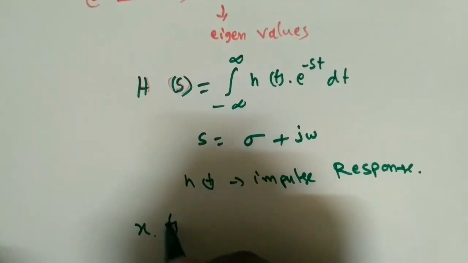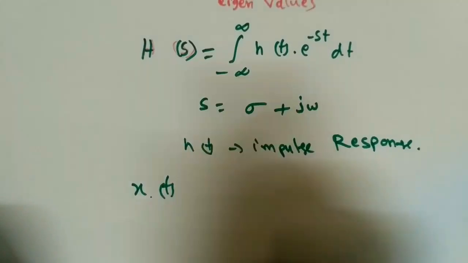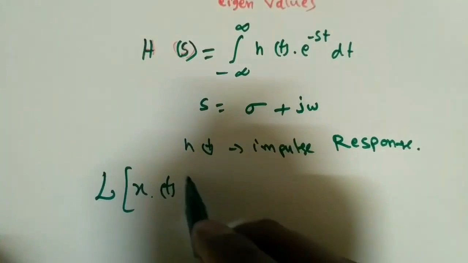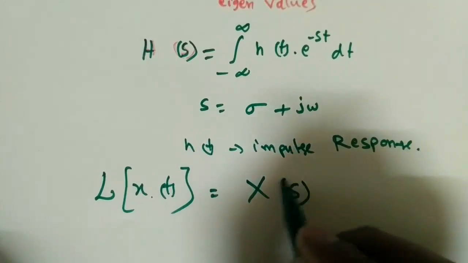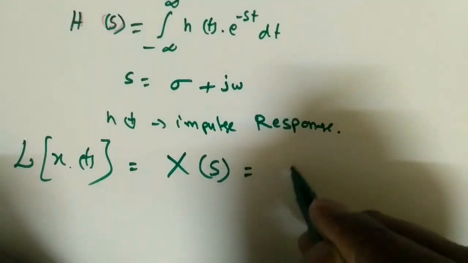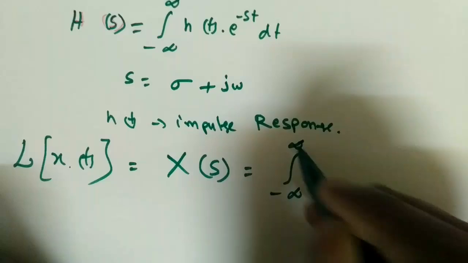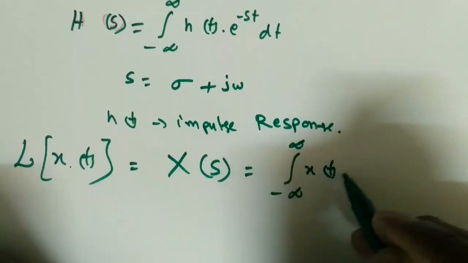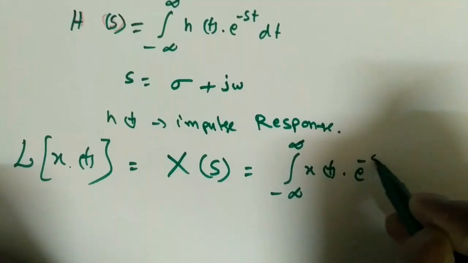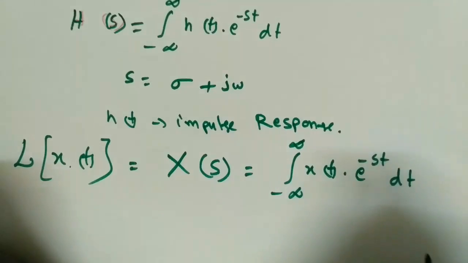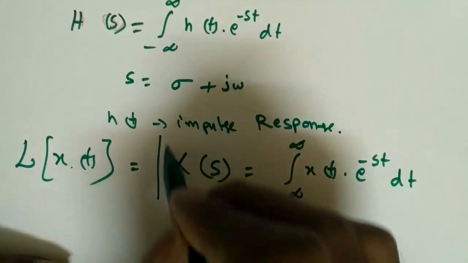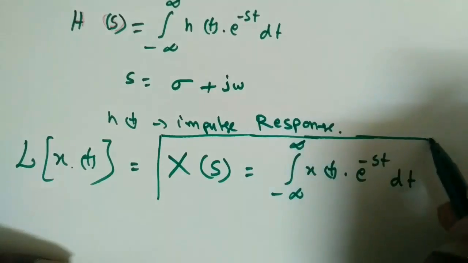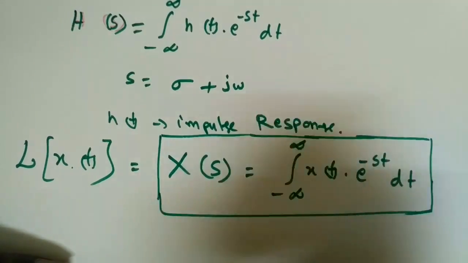So what is the Laplace transform of this x of t? Generally we denote it like this: Laplace transform of x of t is equal to x of s, equal to integral from minus infinity to infinity of x of t into e power minus st dt, right? So this is the Laplace transform equation. Now how do we find the Laplace transform of a given signal?